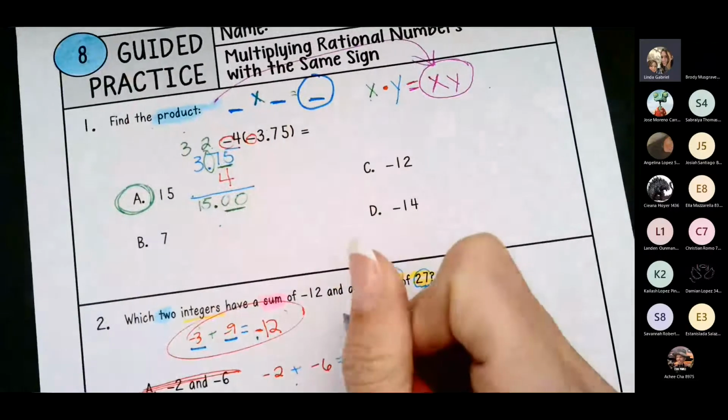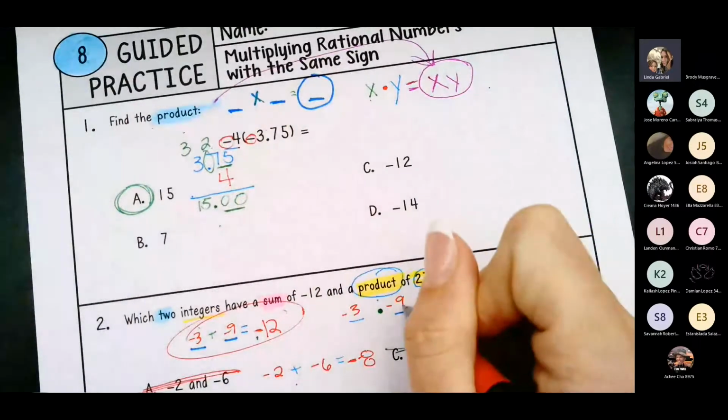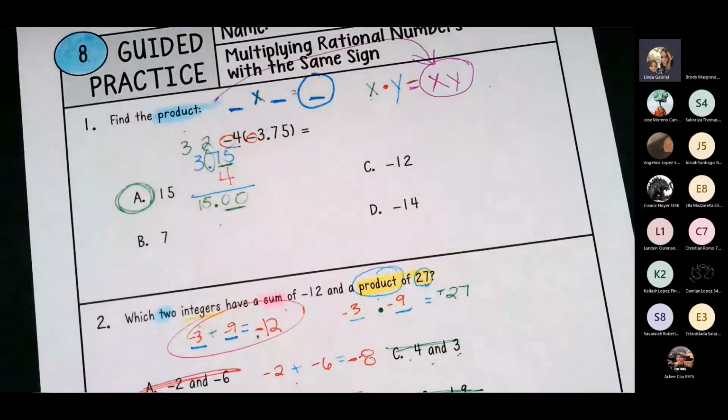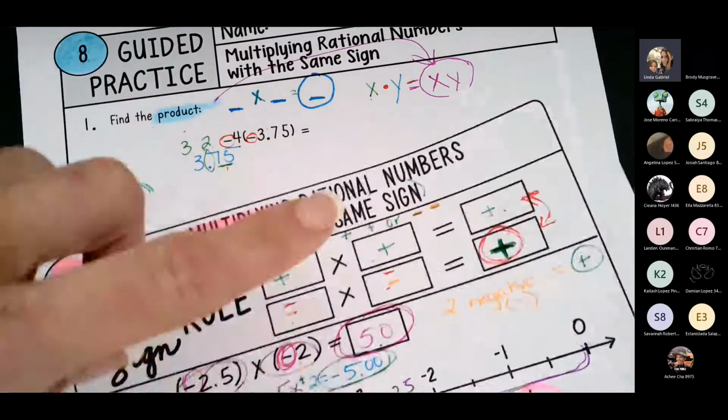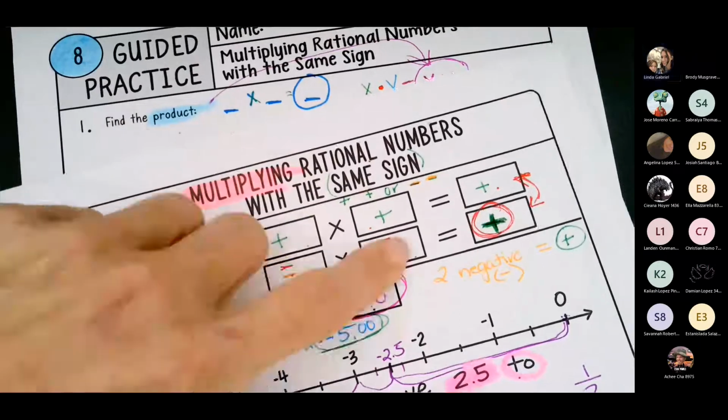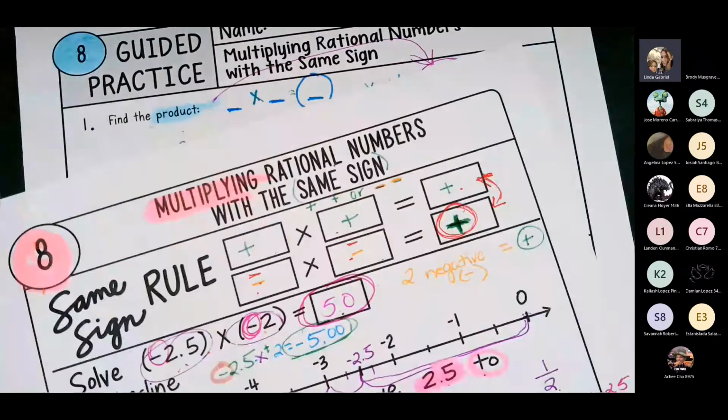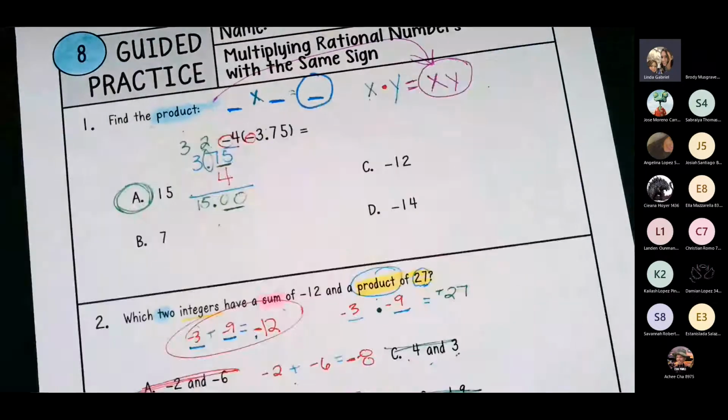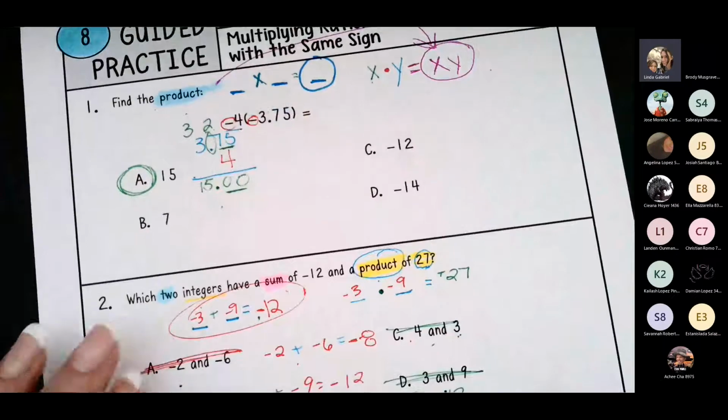If I have negative 3 and I multiply it by negative 9, 9 times 3 is 27. And according to my same sign rule, if I multiply two negatives, that will give me a positive. So the answer to our super fun math puzzle is going to be B.